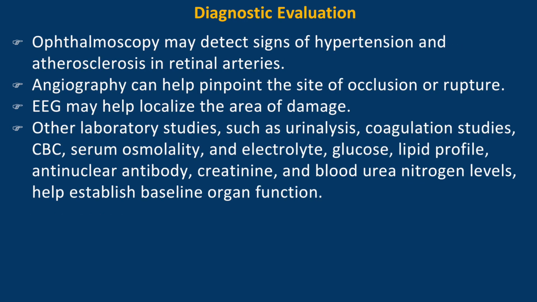Ophthalmoscopy may detect signs of hypertension and atherosclerosis in retinal arteries. Angiography can help pinpoint the site of occlusion or rupture. EEG may help localize the area of damage. Other laboratory studies such as urine analysis, coagulation studies, CBC, serum osmolality, electrolytes, glucose, lipid profile, antinuclear antibody, creatinine, and blood urea nitrogen levels help establish baseline organ function.